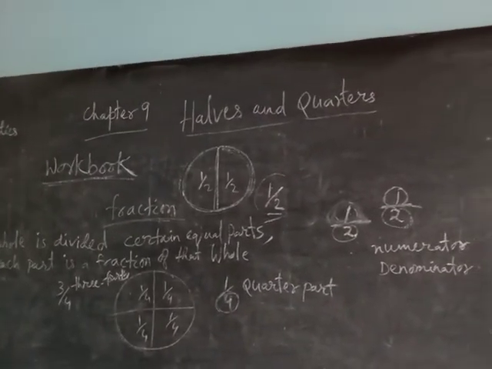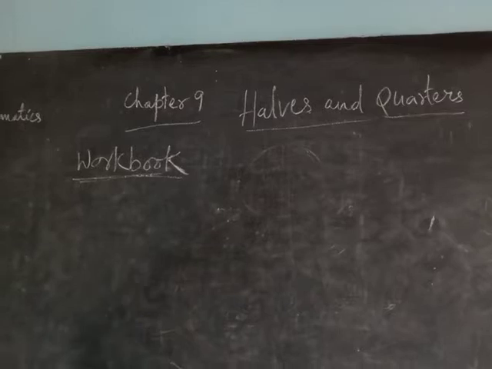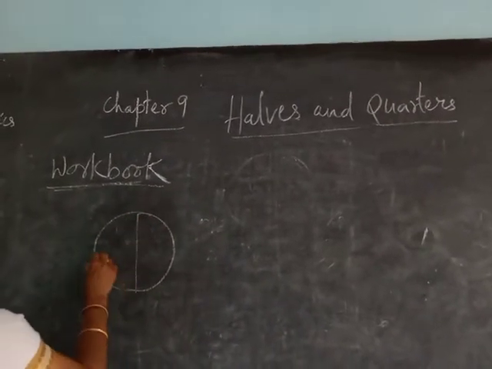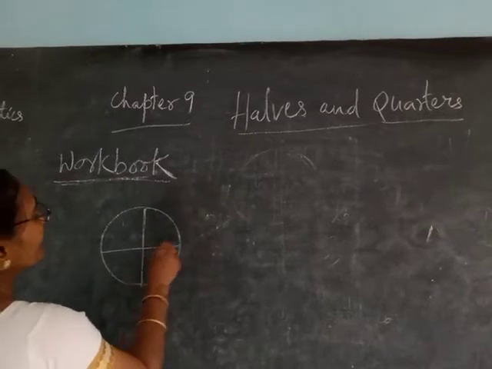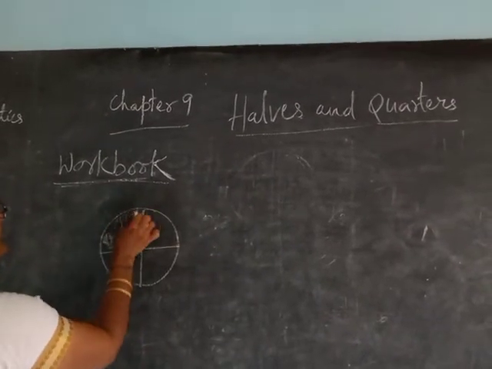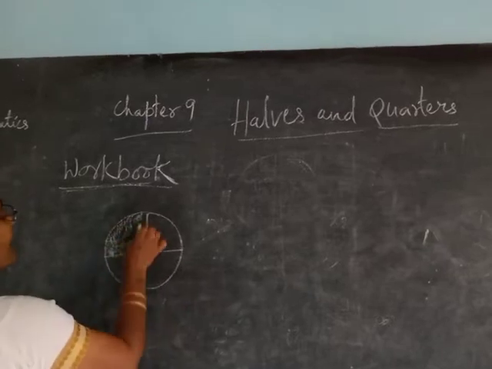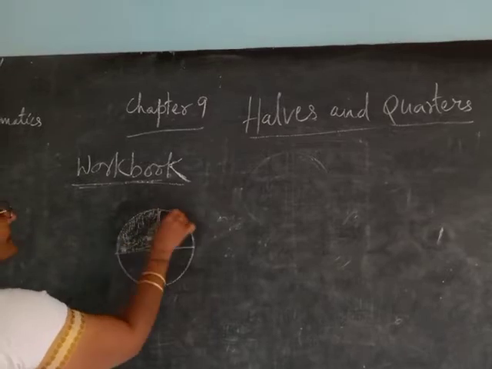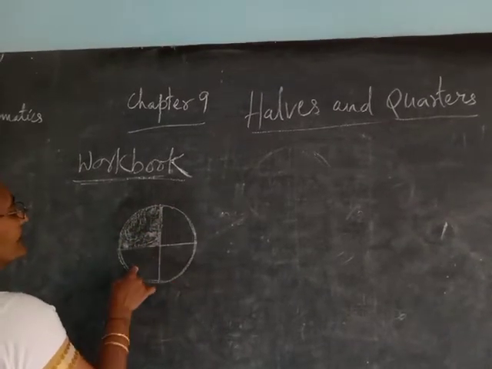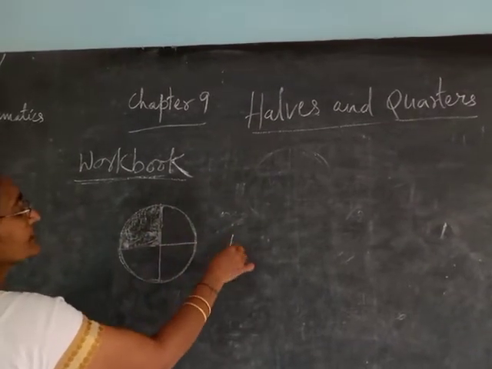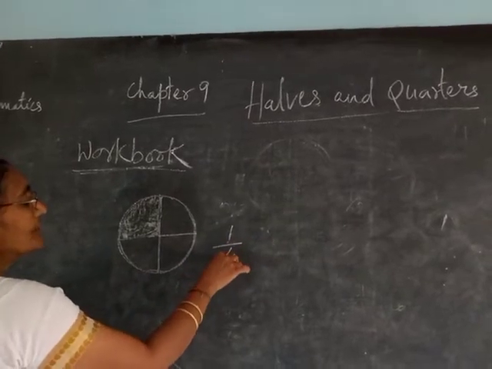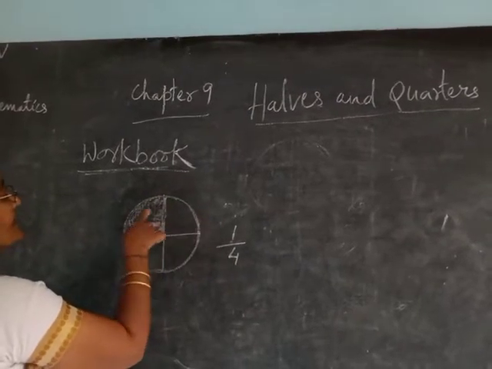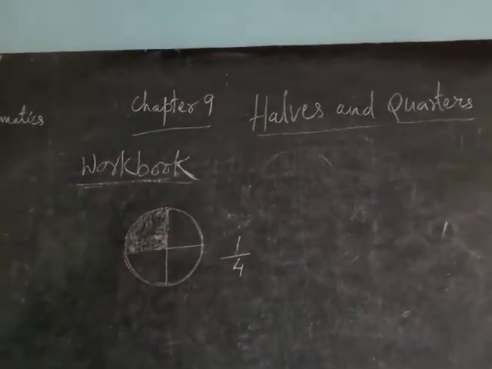Do you understand now? Let us study the shaded areas. Suppose this is the figure. It is divided into 4 equal parts. Suppose this is shaded. How many parts are shaded? 1 part shaded. Total parts: 1, 2, 3, 4. Then how will we write that? 1 part is shaded out of 4 parts. So 1 by 4. It is a quarter. 4 parts are there, and 1 part is the shaded part.